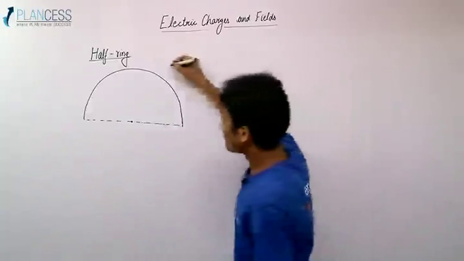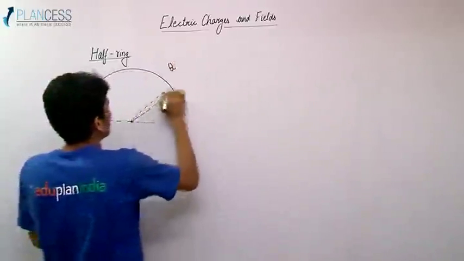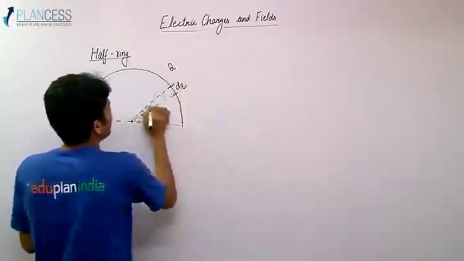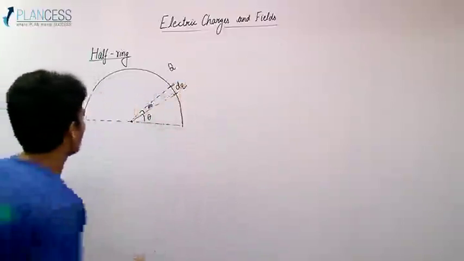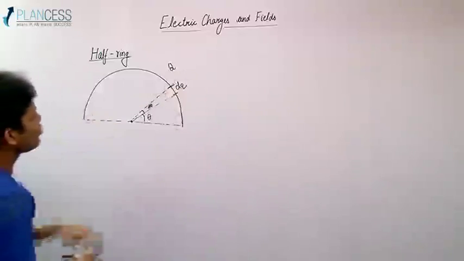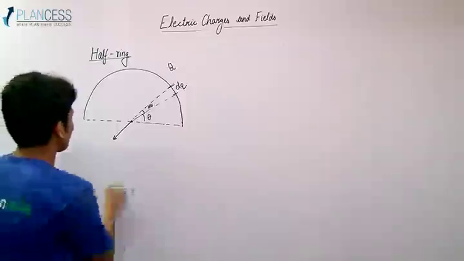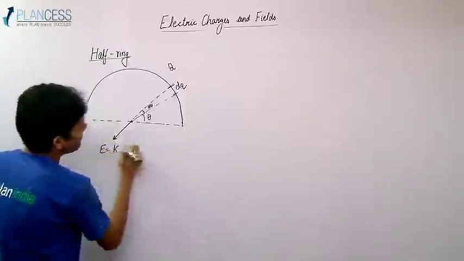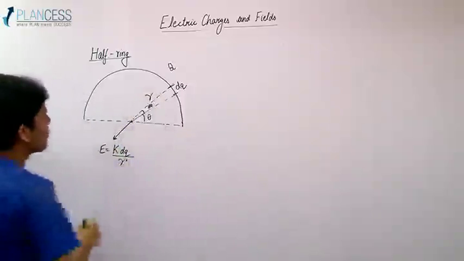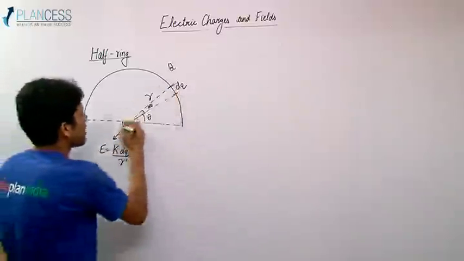Now, if this has a charge Q, uniformly distributed as usual, this is the part of dq and this is at an angle theta, d theta. What I can say is that the electric field applied by this dq charge would be in this direction, and it would be k dq by r square, as this is r. So k dq by r square is the formula for the electric field applied by this dq charge in this direction.